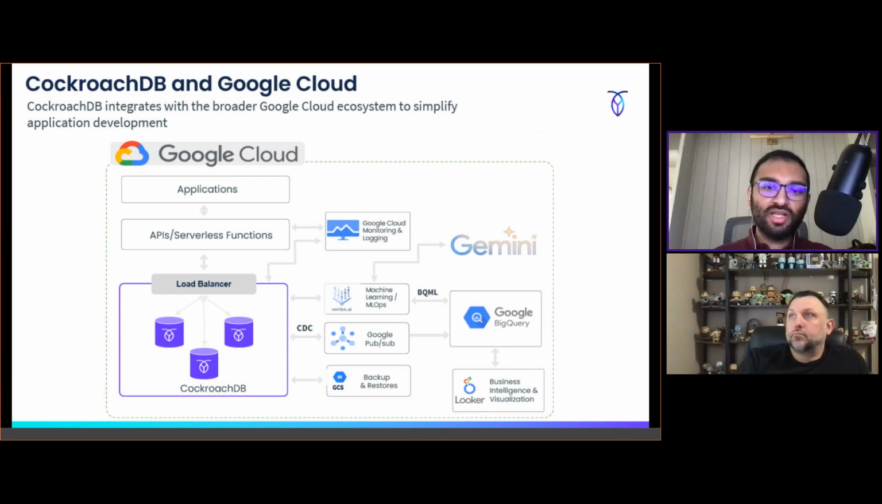And of course, with Google Cloud Monitoring and Logging, CockroachDB has excellent metrics that we already provide you. But if you need to increase that scope further, you can use the monitoring and logging features that you get with Google Cloud as well to make customized dashboards for your organization and your requirements specifically.